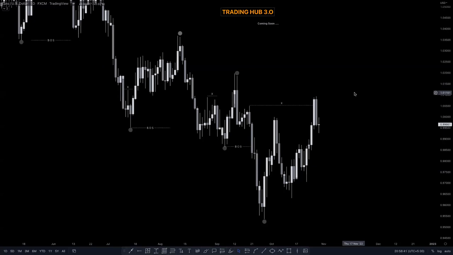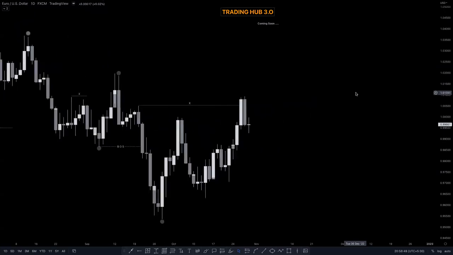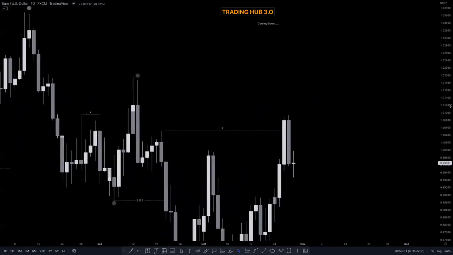This one is our daily time frame structure. We need at least a 15 minute change of character. After taking out the inducement, we can sell. Okay. And one more important thing here.